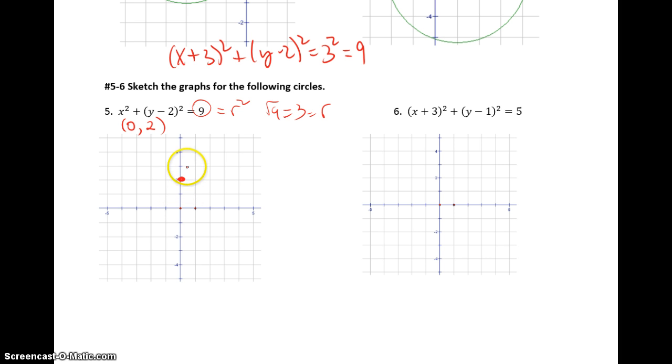Now to graph this with the radius 3, what I like to do is go up 3, and over 3, and down 3, and over the other way 3. And it doesn't have to be beautiful, but you can just make a quick sketch of a circle. And that's it. If you could finish number 6 as a checkpoint, we'll see how you did.